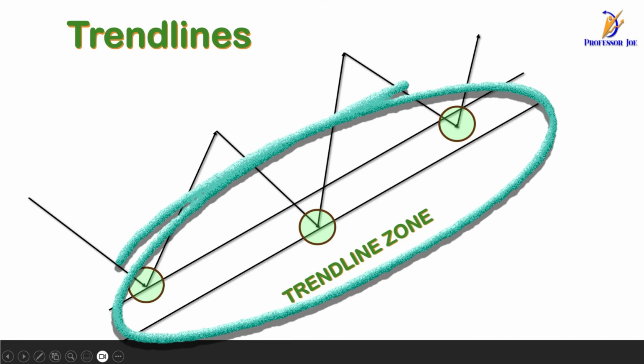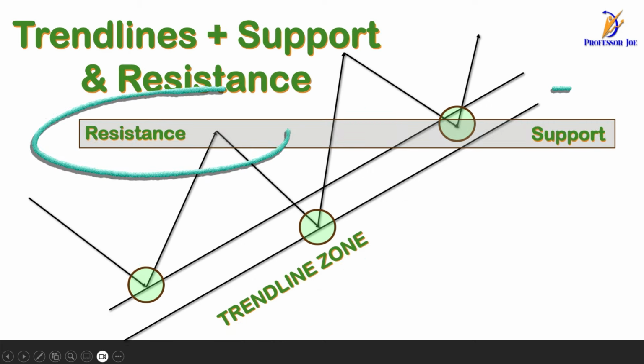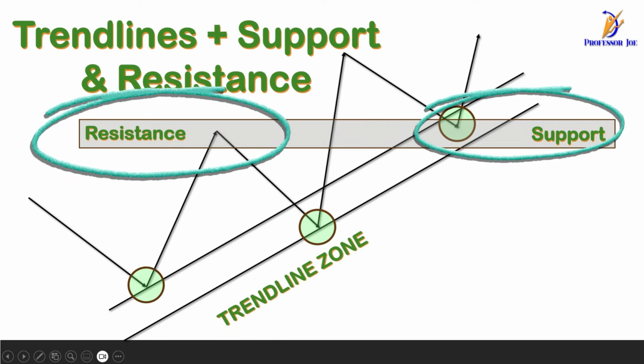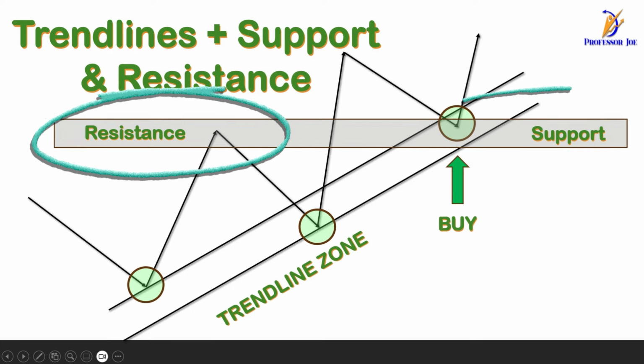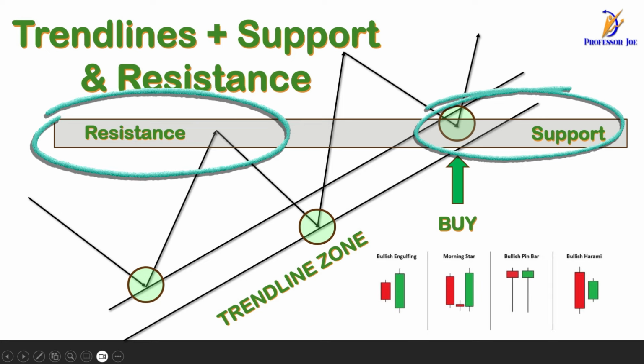And if it is a bullish trade, then the price also has to touch a previous resistance, which is now looking like a support. And when the price reaches such a point where it has now become a support zone and a trend line zone, that is the area where you should go for a buy. Now you can add a few more things over here, like looking for a bullish candlestick pattern. That will help the situation.